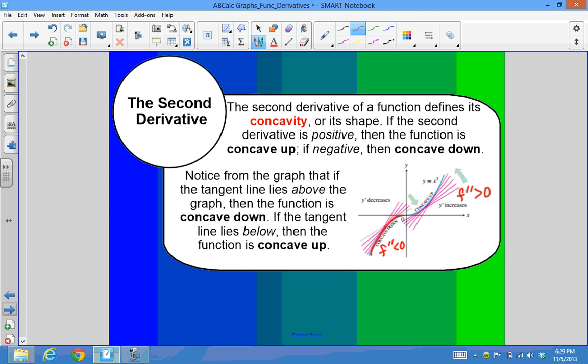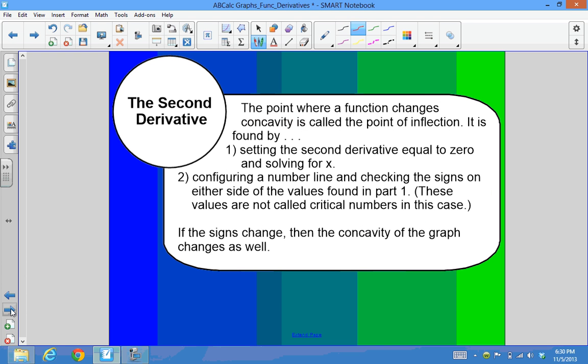Notice from the graph that if the tangent line lies above, like these do right here, then the graph is concave down. If the tangent line lies below, like these right here, then the function is going to be concave up. That's always the way that it's going to work. Moving on, see if we can put this to good use.